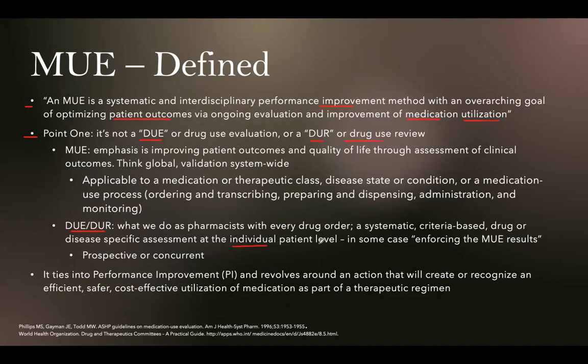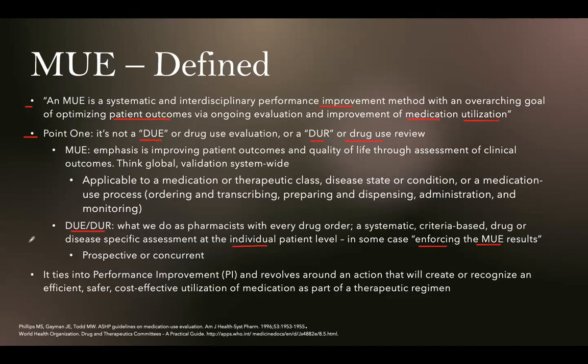Now, when you do your DUE or DUR with every order, many times you're enforcing what we found in an MUE, and that could be changing Protonix to Prilosec or Prilosec to Protonix because we're worried about patients. Back when we didn't have the other P2Y12 inhibitors, we were possibly worried about clopidogrel and the omeprazole drug interaction and lack of efficacy due to cytochrome P450 inhibition. So something to keep in mind when you think about what you're doing day to day.